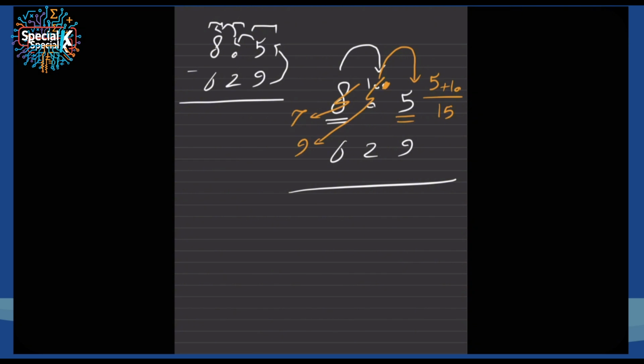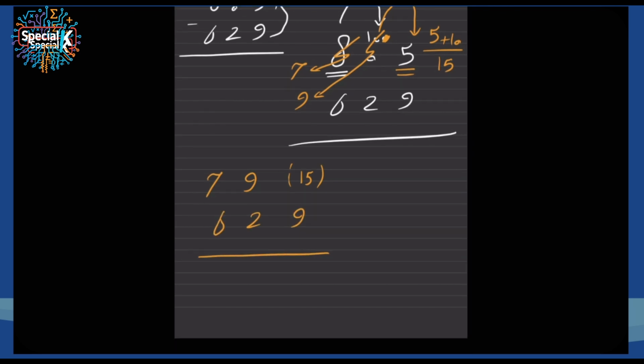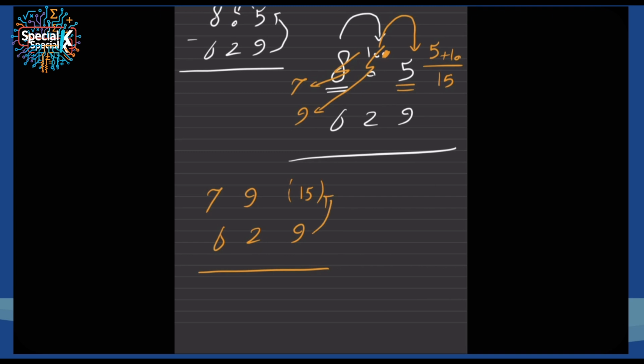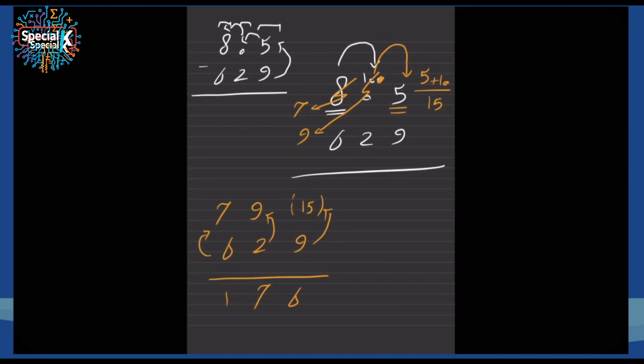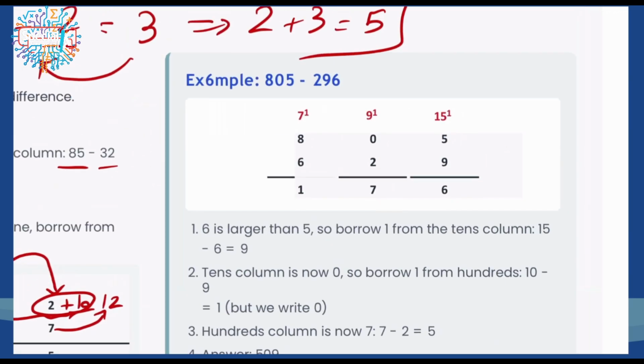So what is happening right now? At this point, I do have 7, I do have 9, I do have 15, and I'm going to subtract the number again. 15 subtracted by 9 is going to be 6. 9 subtracted by 2 is going to be 7. And 7 subtracted by 6 is going to be 1. So I do have 176 as my final number, the way that we see over here.